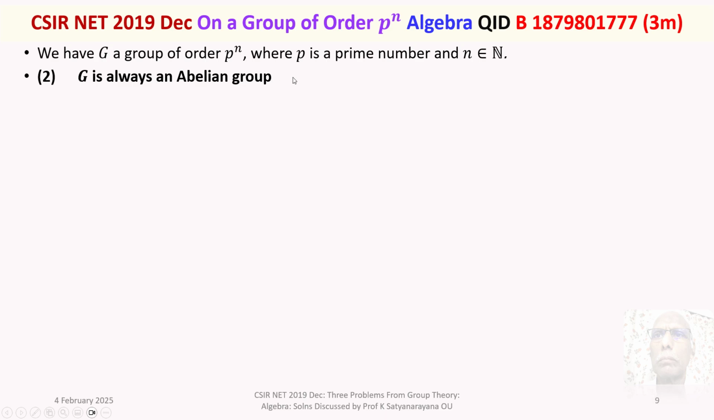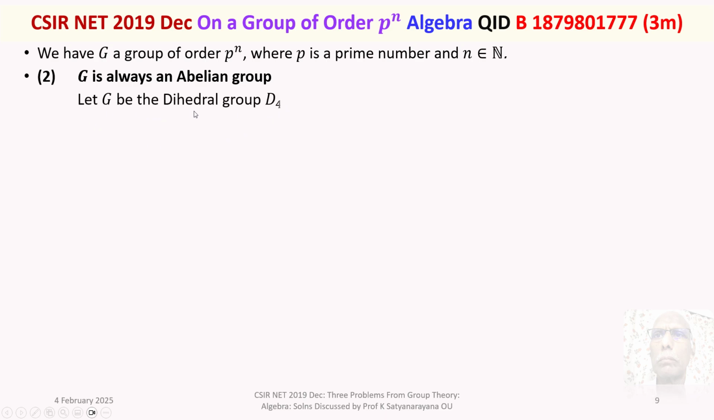Not necessarily. If you take G to be a group of order 8 that is not abelian, then this is false. So consider D4. D4 is of order 8, and 8 is 2 cube. It is a non-abelian group. So when the order of G is p to the power of n, p a prime number, n greater than 1, it is not necessarily an abelian group.